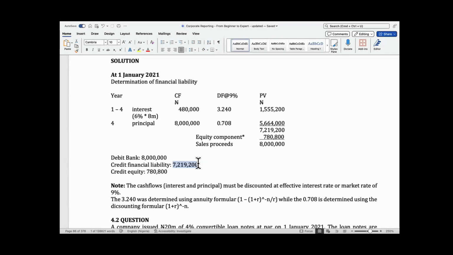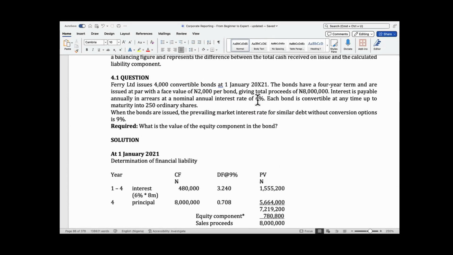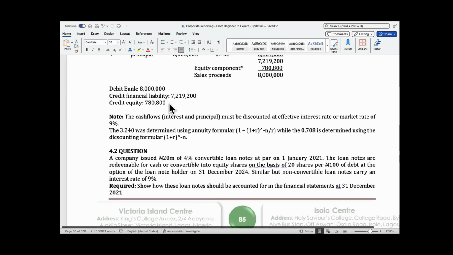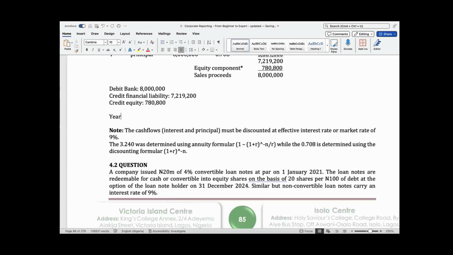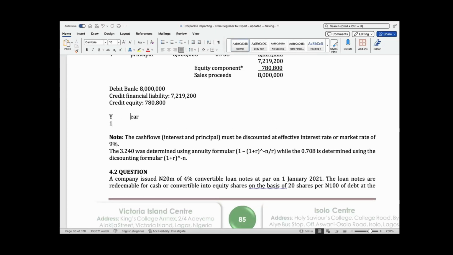Just know that that table you did, you have to do it. That table I taught, that amortization schedule I showed you, especially now that we have fixed interest and effective interest. And if you remember the way I taught you, I said that in year one we'll have balance brought forward. In this case, the balance brought forward is 7,219,200. Then you have the interest payable, which is the effective interest at 9%.